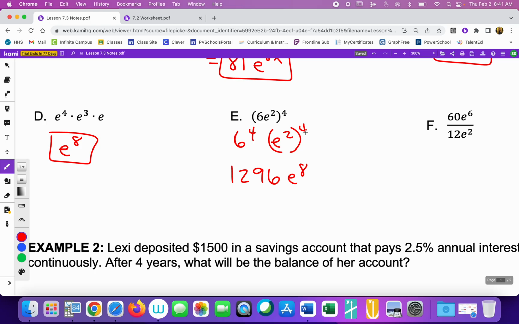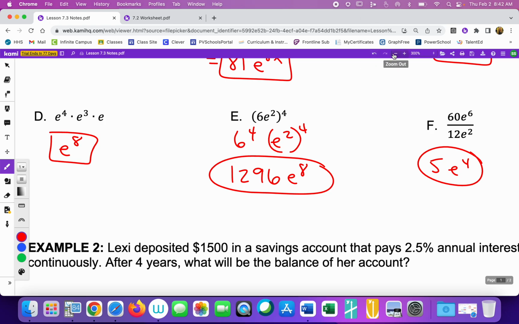And the last one. 60 divided by 12 is 5. And then 6 minus 2 is 4. Now those are exponent rules you have been applying since you took Algebra 1, 2. So those will still apply if they come up. Hopefully we find them easy. Any questions on any of those 6?